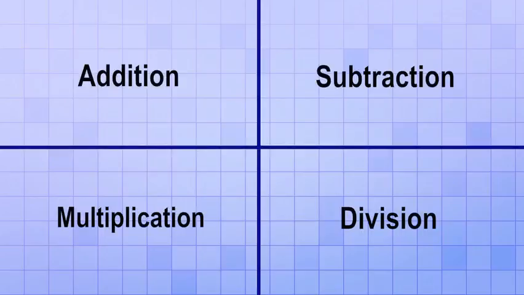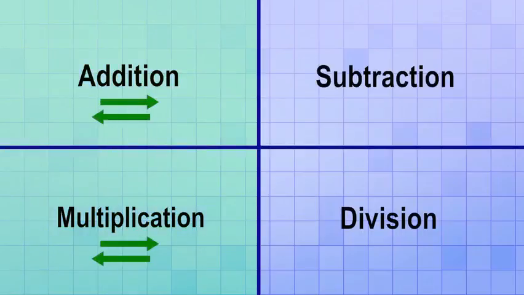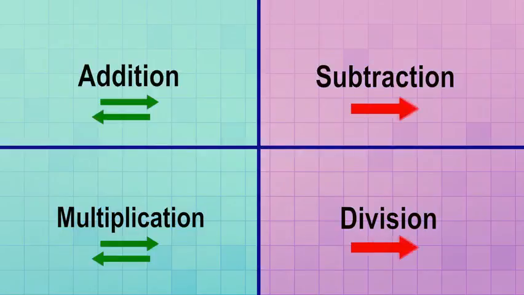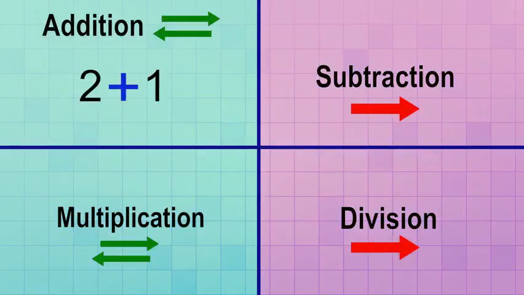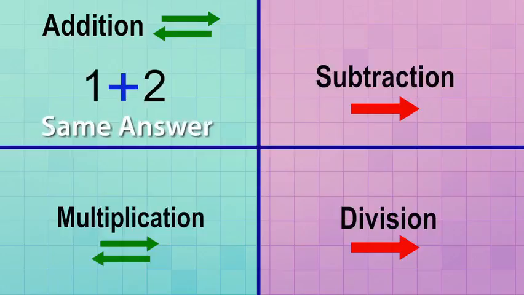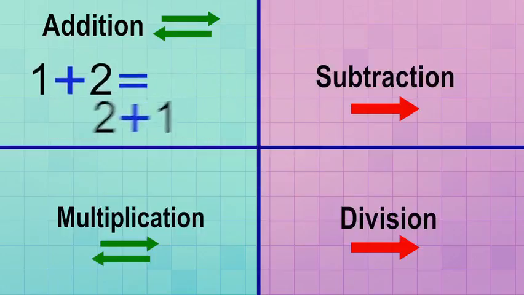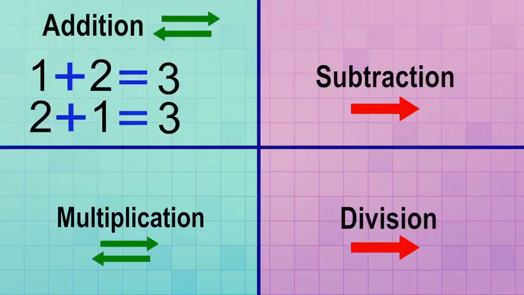The first thing you need to know is that for two of these operations, the order of the numbers doesn't matter. But for the other two operations, it does matter. With addition, you can switch the order of the numbers you're adding and you'll still get the same answer. 1 plus 2 is equal to 2 plus 1. No matter which number comes first, the answer will still be 3.